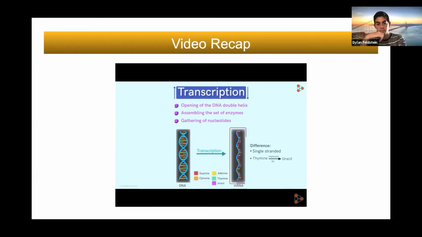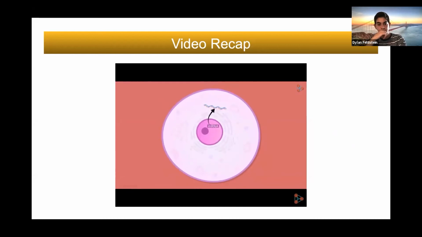Now that the mRNA is ready, it's all set to enter the cytoplasm. That is where the next step begins. It's the translation process. Let's have a look at this interesting process in the upcoming part.